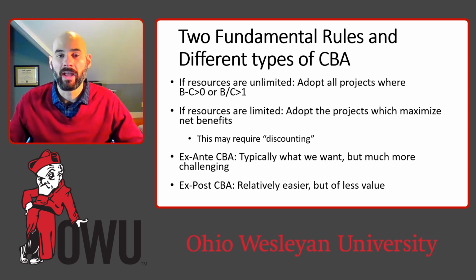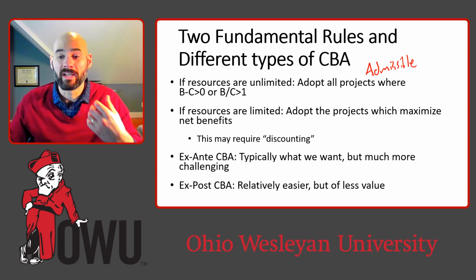And we can think of these two rules as implying two different sets of criteria. So when the benefits are greater than the costs, or the benefit cost ratio is greater than 1, these projects would be considered admissible. And when we consider projects which are going to maximize net benefits, they're going to maximize the difference between benefit and cost. These are going to be preferable.